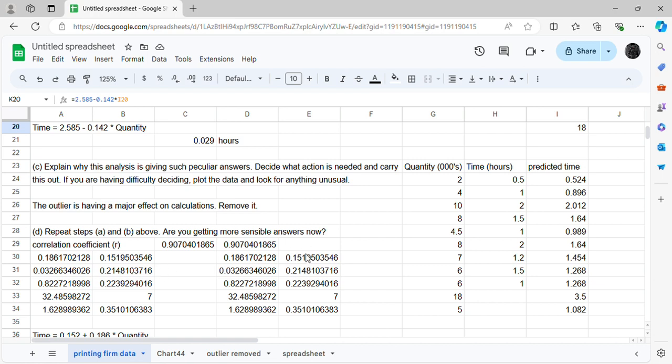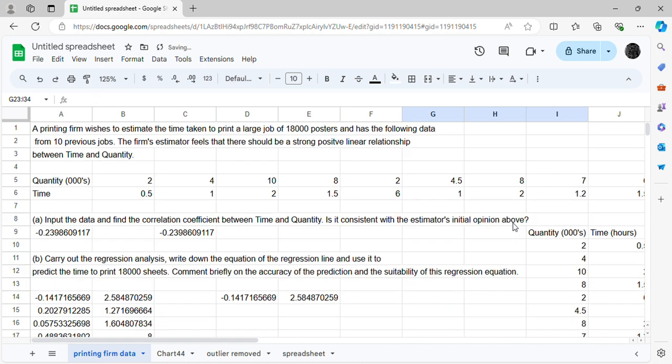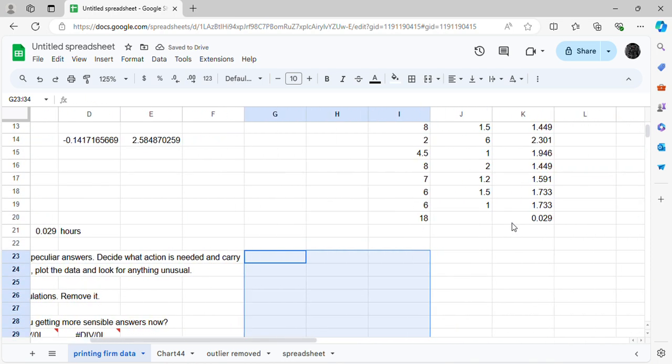So now we want to remove that value. So this is the new data. Let's do that. Let's copy this table.